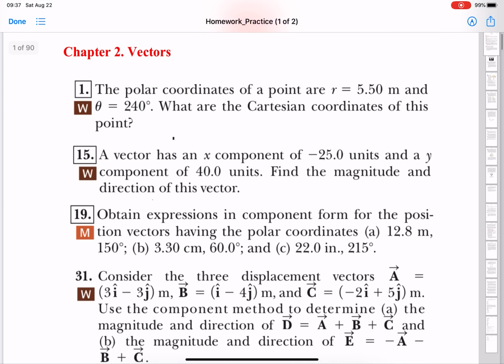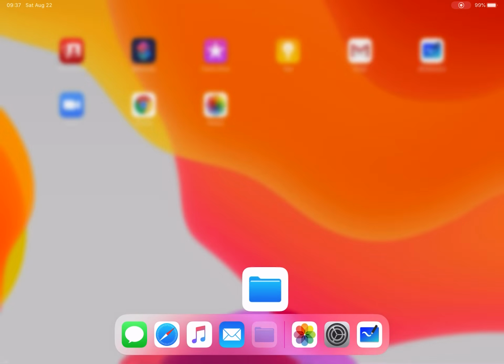Okay, now let's look at problem number 19. Obtain expressions in component form for the position vectors having the polar coordinates 12.8 meters and 150 degrees. Okay, let's solve this problem.